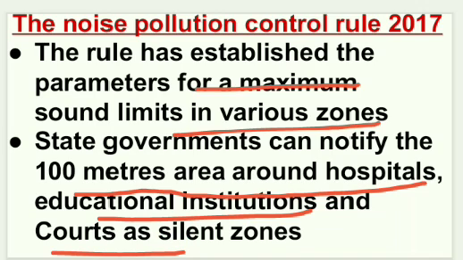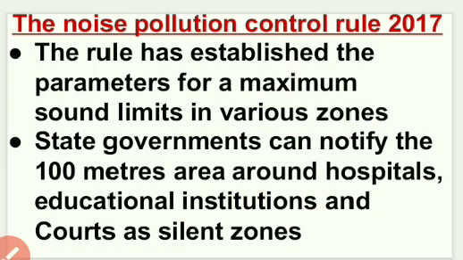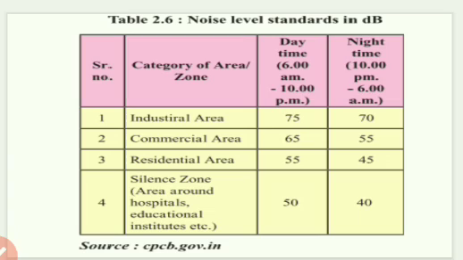So according to the provision in this rule, state governments can declare the area nearby educational institutes, courts and hospitals, 100 meters of the area around all these institutes, as silent zones. So this is all about the Noise Pollution Control Rules of 2017. These are the salient features of the rule. As we have seen, this rule has established the parameters for maximum sound limits in various zones. So let us see these parameters.